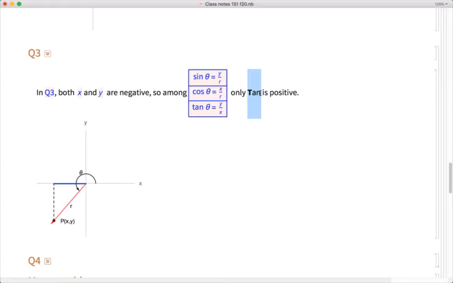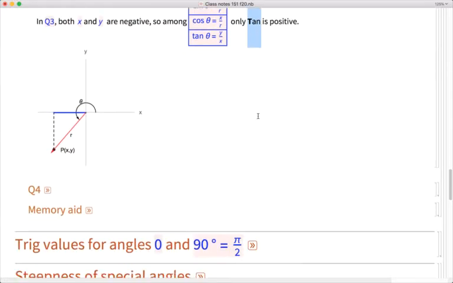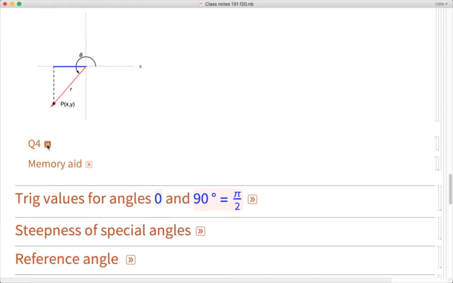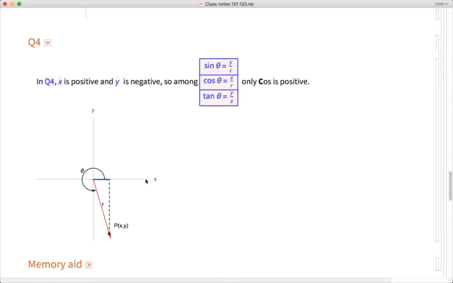But the tangent will be positive because a negative over a negative is a positive. So in this quadrant, only the tangent is positive. The other two are negative. All right. Last quadrant. So here we're to the right of the y-axis.